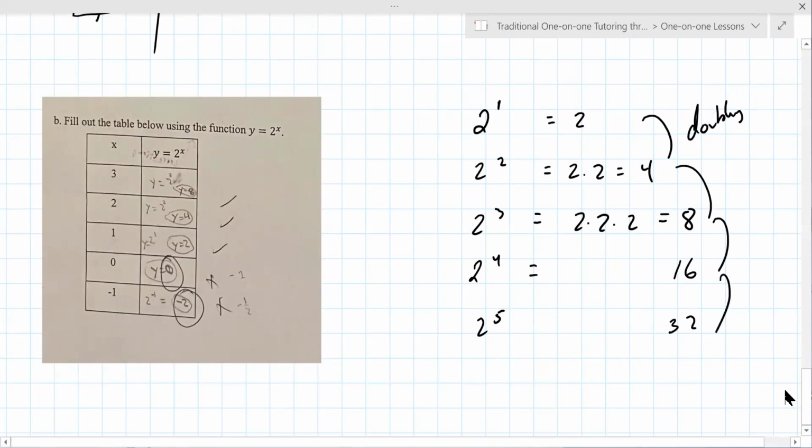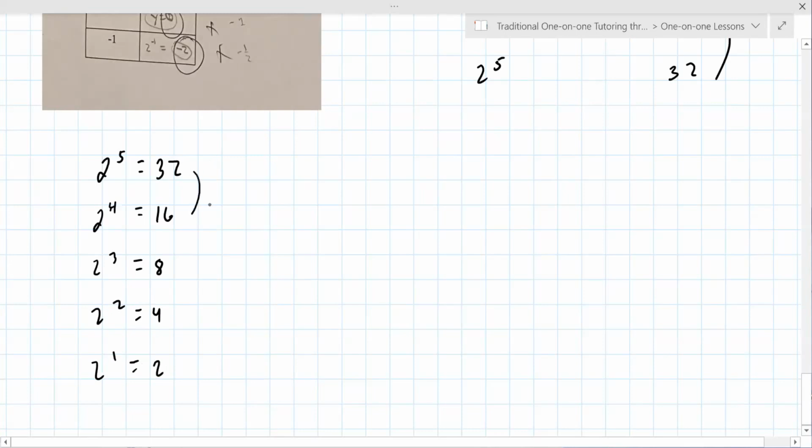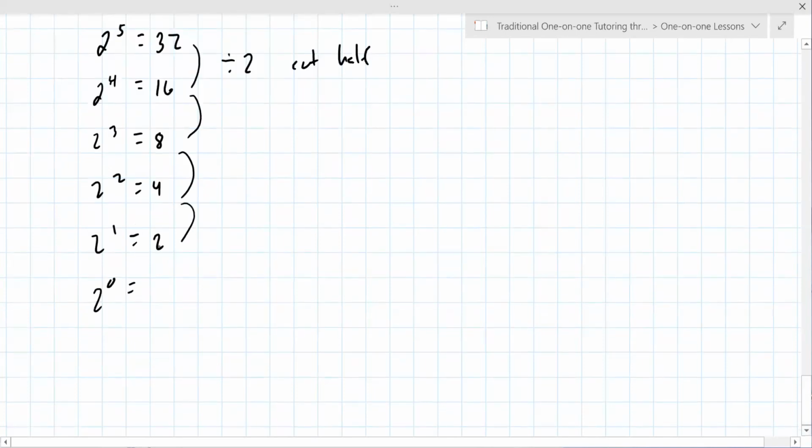Good. Now let's go the other direction. So 2 to the fifth is 32. 2 to the fourth is 16. 2 cubed is 8. 2 squared is 4. 2 to the power 1 is 2. What are you doing each time? You're dividing by 2, cutting it in half. So that pattern has to continue here. So 2 to the 0 is half of 2. What is half of 2? 1. Okay. This pattern continues.